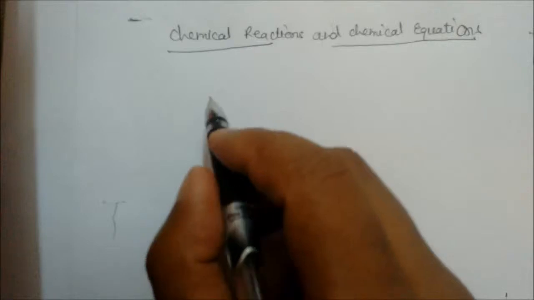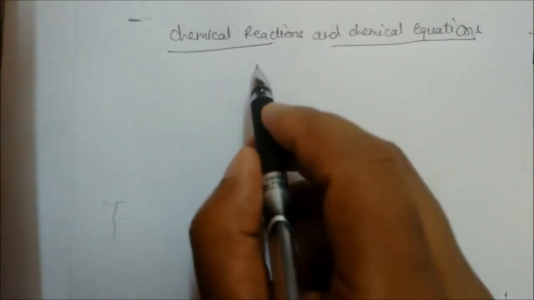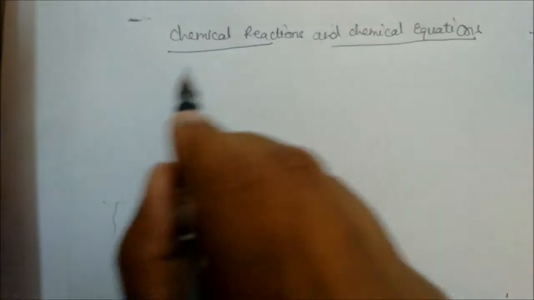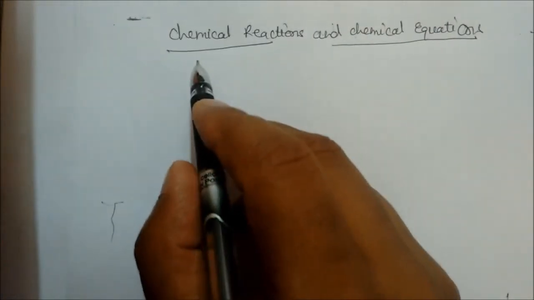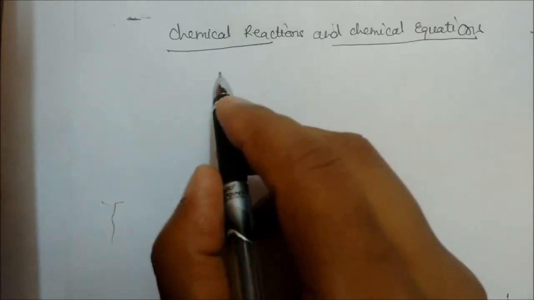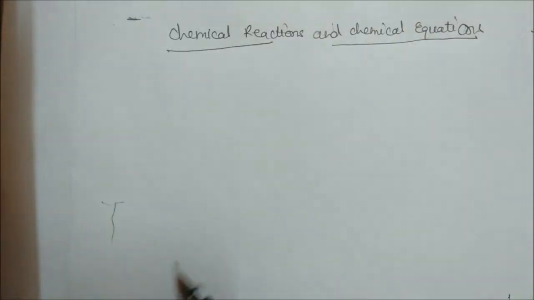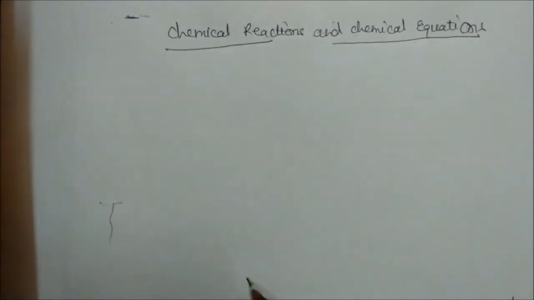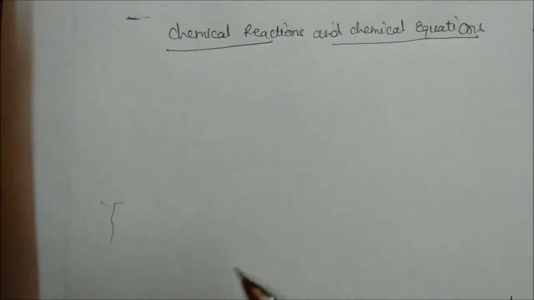Chemical equation. This is one of the important chapters in class 10th. So in this chapter we will see some of the basic topics like what is the meaning of chemical reaction, what are chemical equations, and what are the characteristics of chemical reactions. How to balance the chemical reactions, what are the different types of chemical reactions, and finally we will see what are the applications of these chemical reactions in day-to-day life.